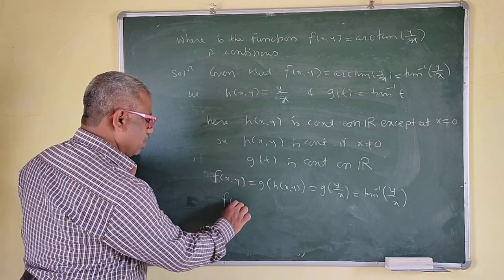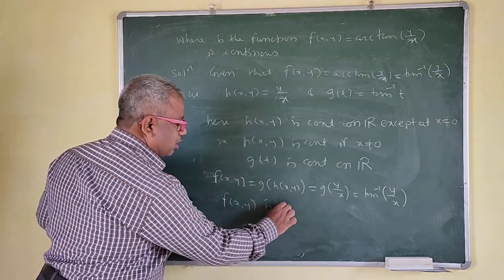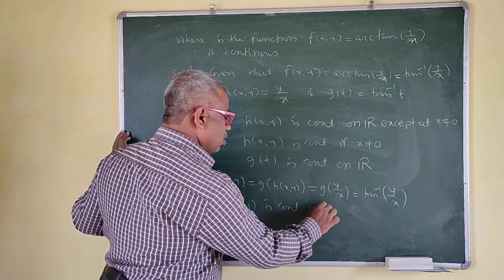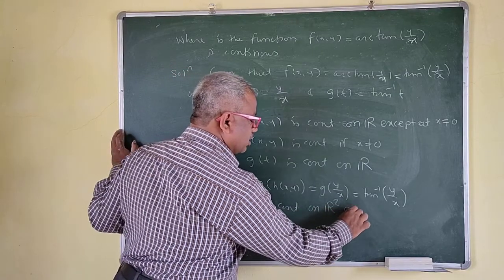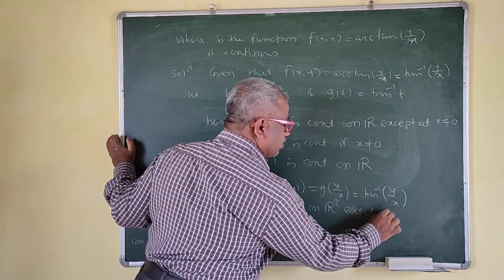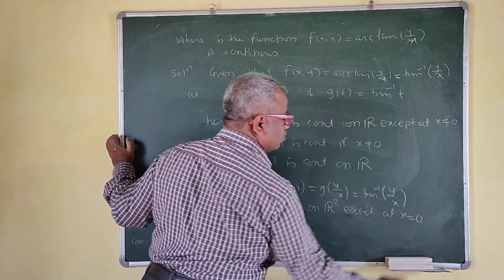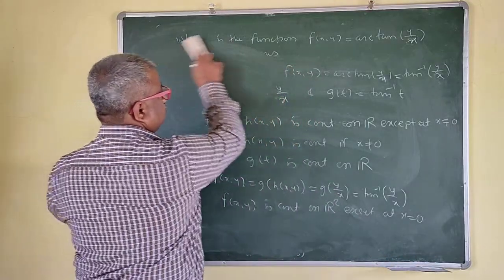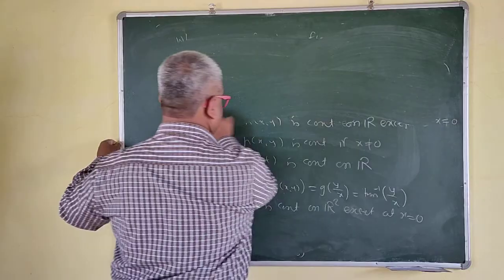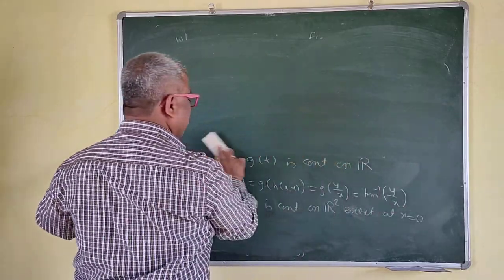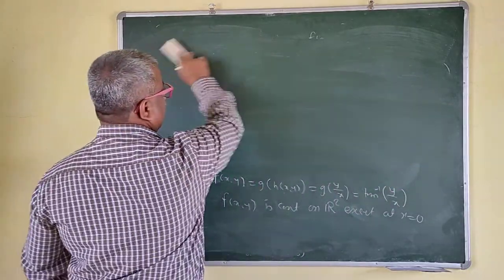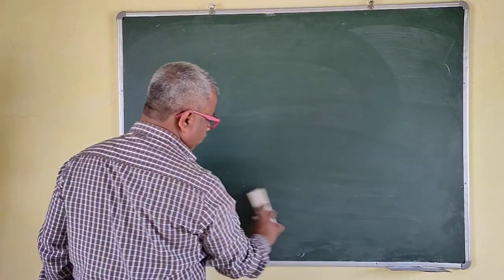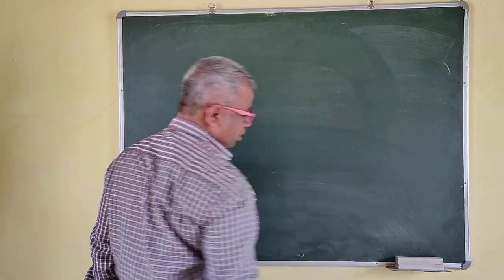So f of xy is continuous on R2 except at x is equal to 0, whatever the y may be now. So that means what here? On x is equal to 0 means on the y axis. On the y axis it is not continuous.